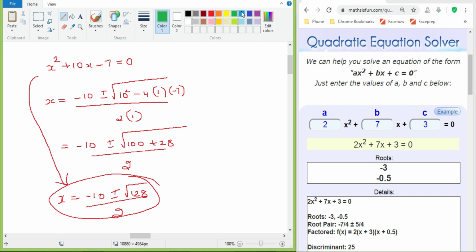Yes guys, any idea about it? Just single step, you're going to get the answer. Any idea? Okay, then I'll let you know here.